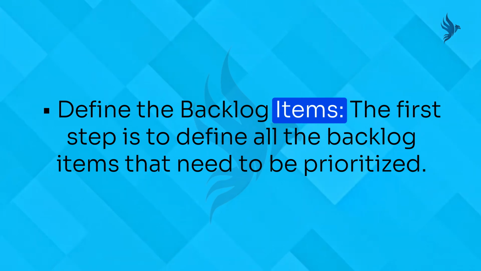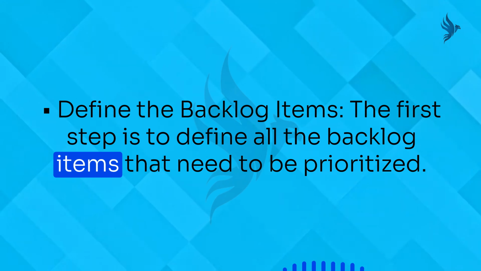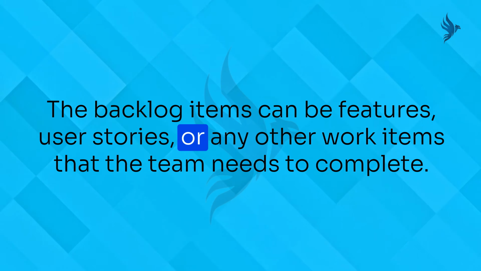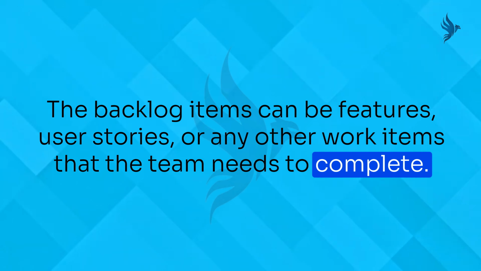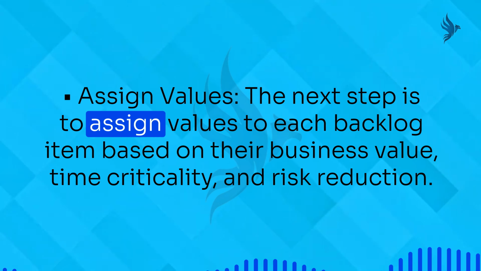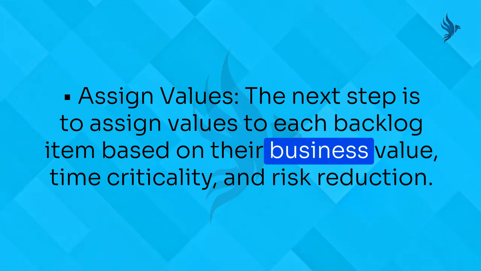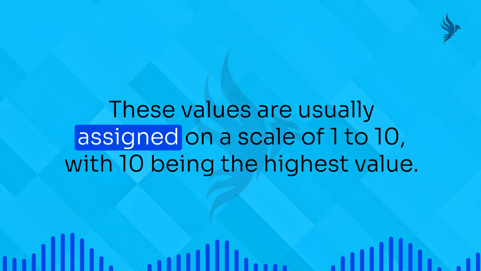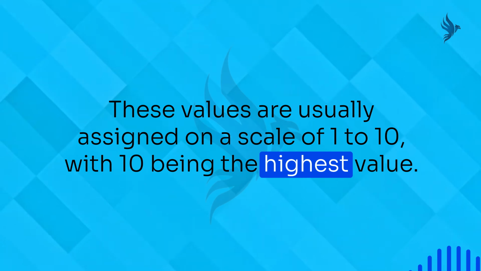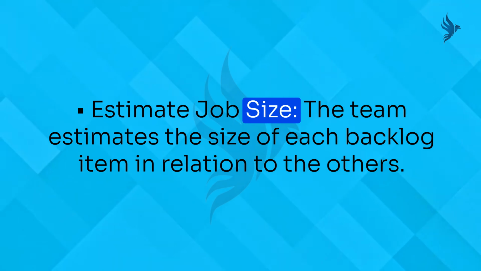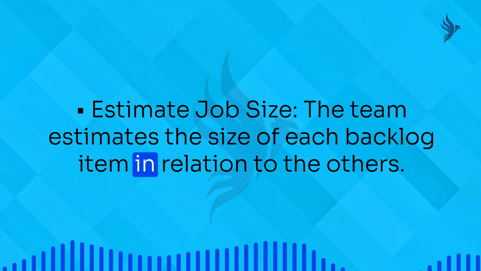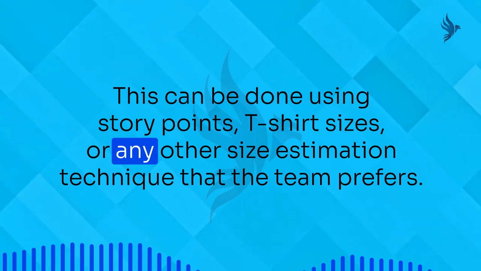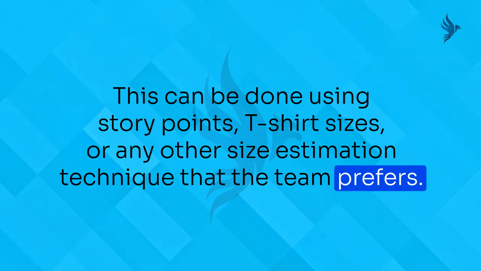Define the backlog items. The first step is to define all the backlog items that need to be prioritized. The backlog items can be features, user stories, or any other work items that the team needs to complete. Assign values. The next step is to assign values to each backlog item based on their business value, time criticality, and risk reduction. These values are usually assigned on a scale of 1 to 10, with 10 being the highest value. Estimate job size. The team estimates the size of each backlog item in relation to the others. This can be done using story points, t-shirt sizes, or any other size estimation technique that the team prefers.